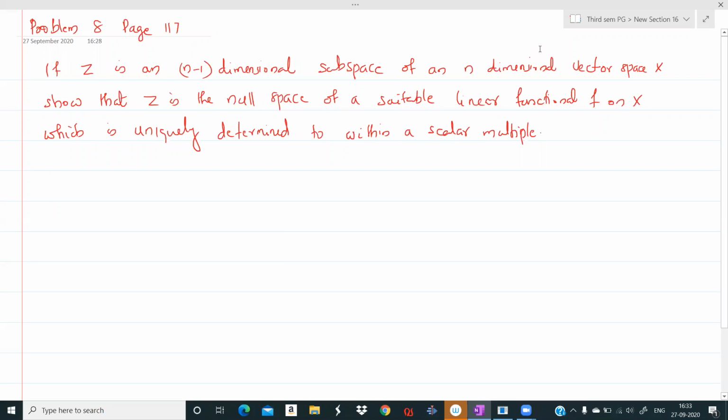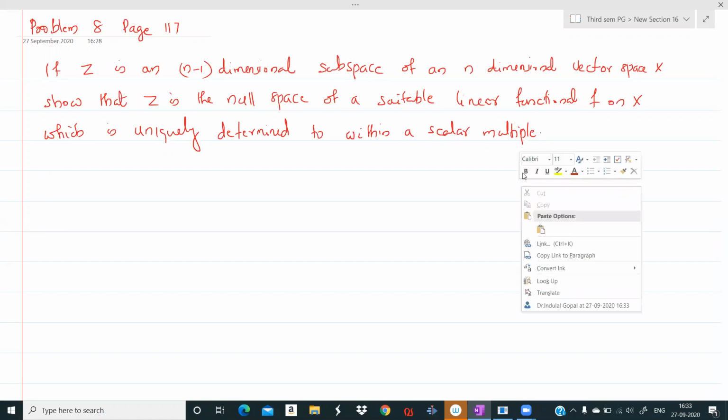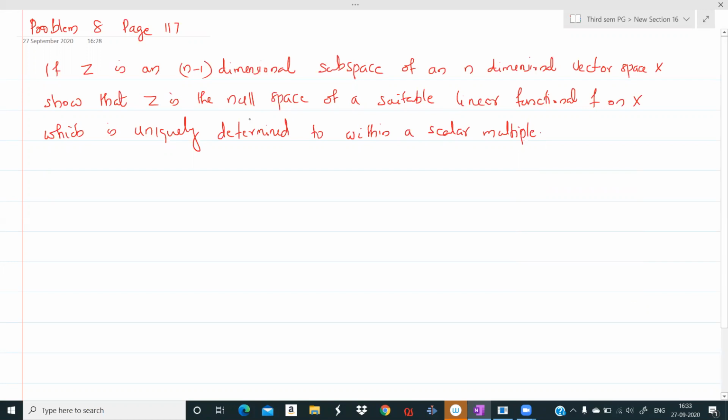In this video we are doing page number 117, problem 8 of our textbook. This is the problem: If Z is an n-1 dimensional subspace of an n-dimensional vector space capital X, show that Z is the null space of a suitable linear functional f on X, which is uniquely determined to within a scalar multiple. That is, we want to show that Z is the null space of some linear functional f.